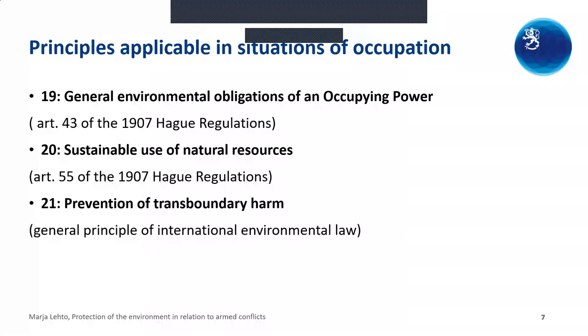Article 55 regards the occupying power as an administrator and usufructuary of immovable public property in the occupied territory. This description has traditionally been interpreted to forbid wasteful or negligent destruction of the capital value, whether by excessive cutting or mining or other abusive exploitation. So it can be seen as a standard of good housekeeping, basically.